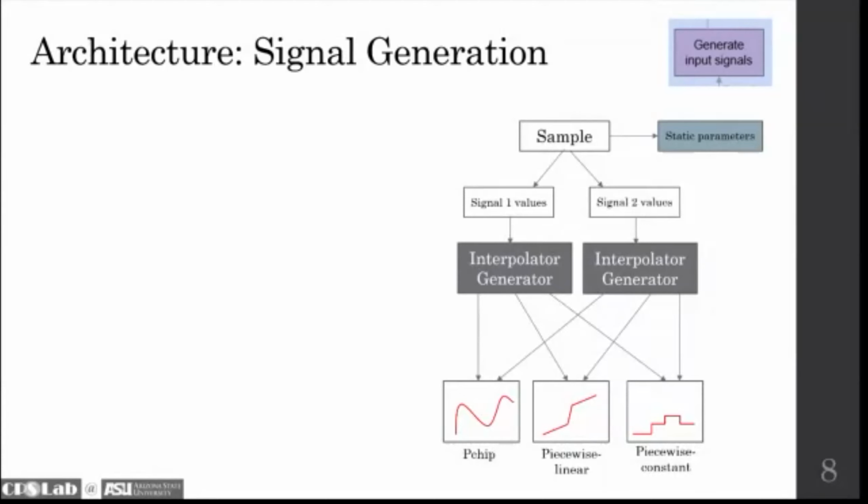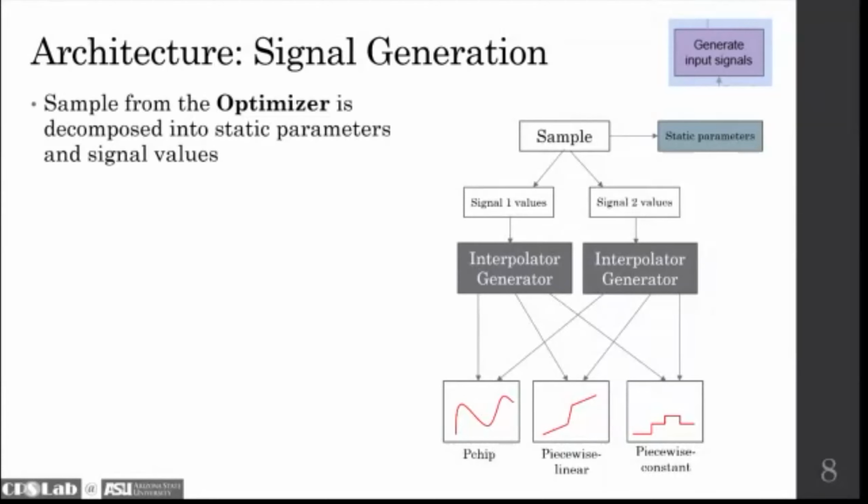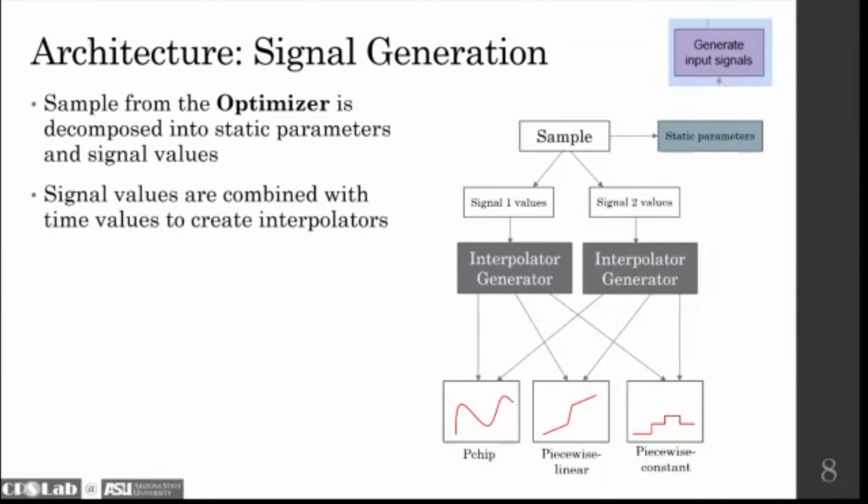As previously stated, signals are time-varying inputs to the system, which are constructed from the sample generated by the optimizer. The sample is decomposed into the static parameters and signal values as specified in the options object. Then, the signal values are combined with a fixed number of time values to create interpolation functions called signals. The type of interpolator of each signal is specified in the options object and can be extended to use custom types of interpolation.